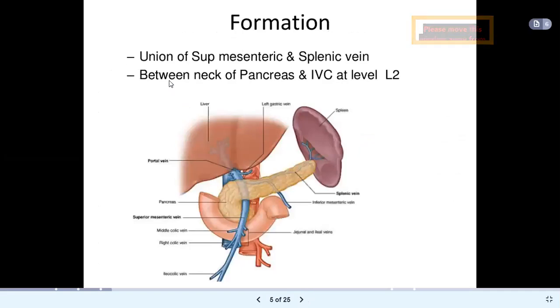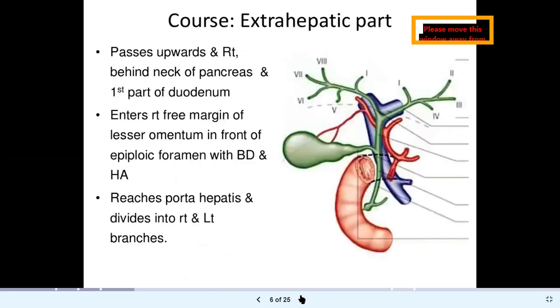Now the formation. The union of the superior mesenteric vein and the splenic vein leads to the formation of the portal vein. It is seen at the neck of the pancreas and inferior vena cava, at the level of the second lumbar vertebra.